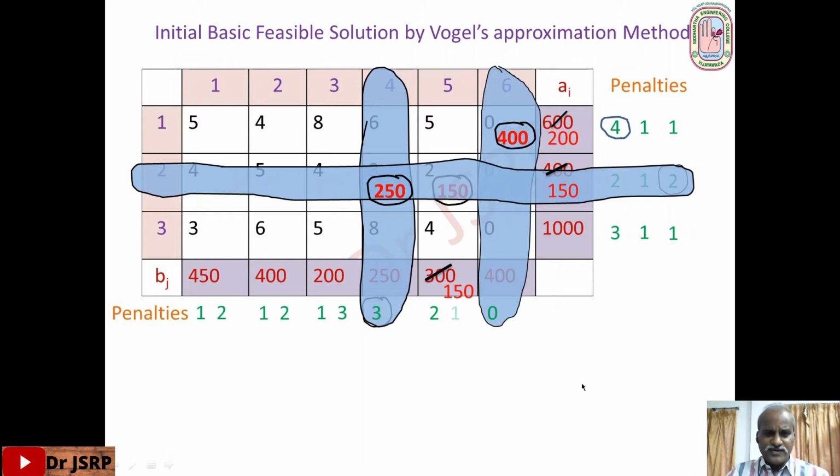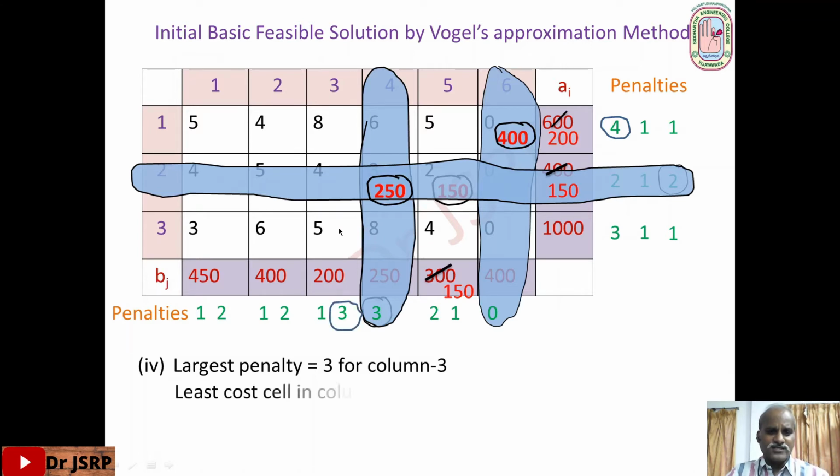So identify the largest penalty. The largest penalty is 3 for column 3. In column 3, the least cost cell is the 3,3 cell. So X33 equals the minimum of available 1000 and requirement 200. So the minimum is 200. Right here 200, and circle it. So clearly the column constraint is satisfied, so cross off column 3.